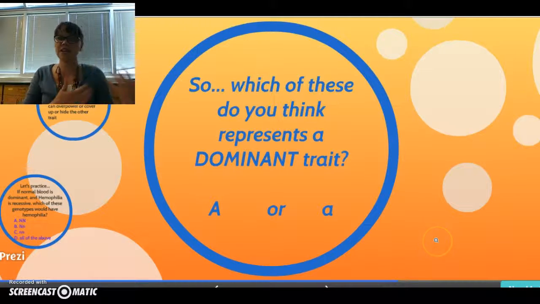So we just use a capital letter to show that that person has inherited a dominant allele. And then we use the lowercase letter to show the recessive. And the reason we do that is because it kind of makes sense. It's a capital letter, so it seems like it's more powerful, more influential, more important. Lowercase letter, a little less influential.